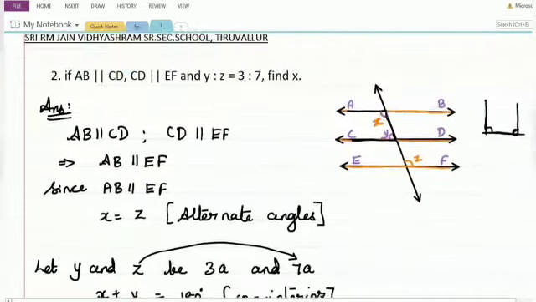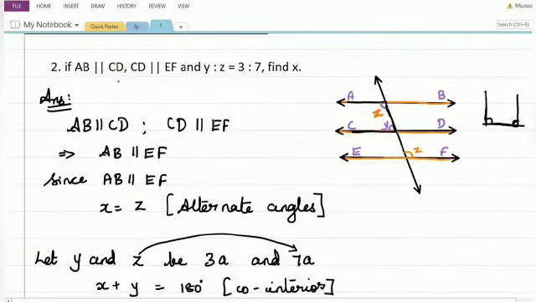Is it clear, children? They have given AB parallel to CD and CD parallel to EF, which obviously says that AB is parallel to EF also. So when AB is parallel to EF and here is a transversal line which passes through, angle X will be equal to angle Z because alternate angles.